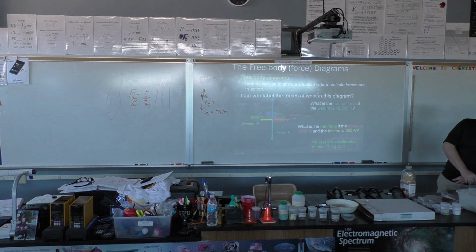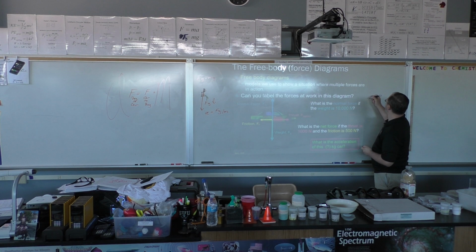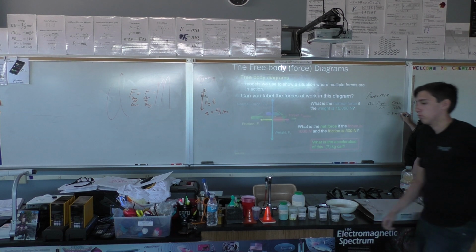We did it. The weight says Fg over m. F net equals ma. So it'd be 500 divided by 1,000 equals F net over m. So 500 newtons divided by 1,000 kilograms gives you an acceleration of 0.5 meters per second squared.